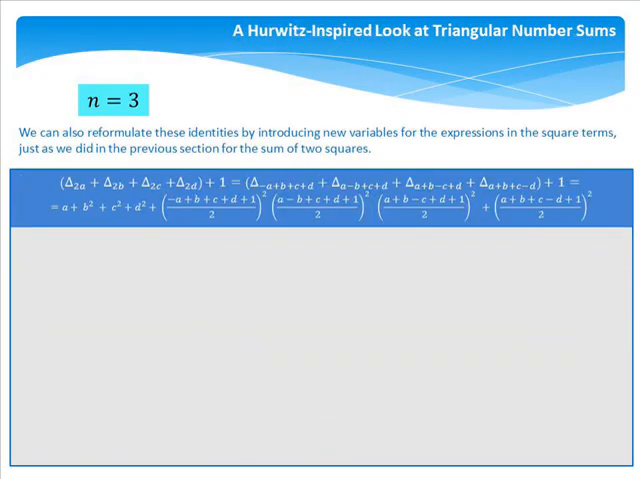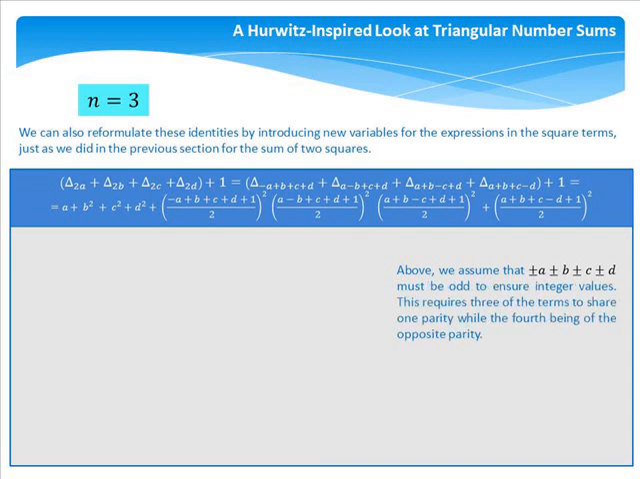Also, for n equals 3, we can deduce a related identity. In this case, 4 of the squares are half values, as seen in the reformulated identity previously discussed. However, this time, there is only one negative sign in each square, with all of them including +1 instead of -1. Here, we assume that a plus minus b plus minus c plus minus d must be odd to ensure integer values. This requires three of the terms to share one parity, while the fourth being of the opposite parity.